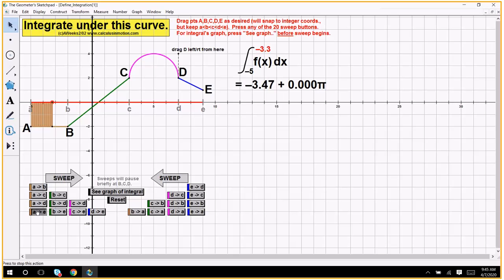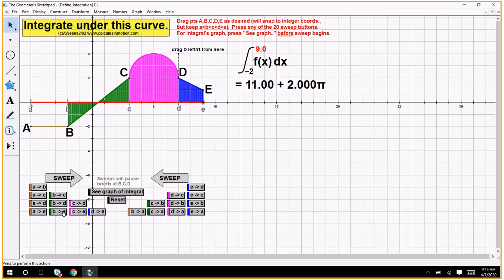So there would be A to B, B to C. Okay, there we go, B to C. Now the B to C and the A to B, those are important. I don't know why it did that, but anyway, that's areas under a curve.